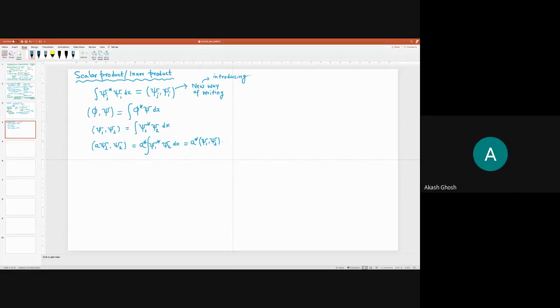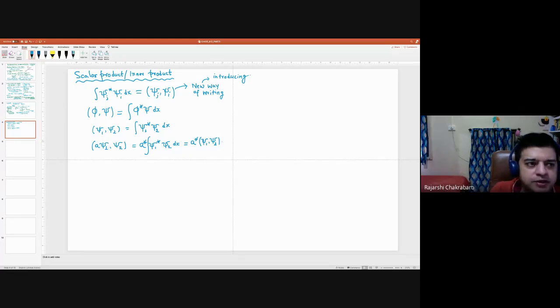This is not very difficult. Now let me recall and revise something which we did a little while ago, not the last class. This is called a Hermitian operator.